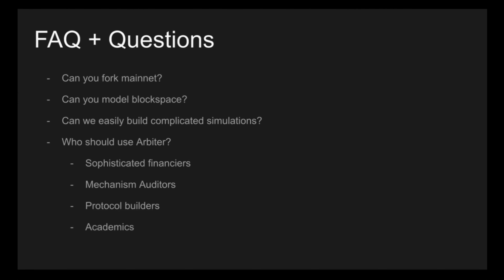The last question we get is, who are the primary users of Arbiter? I think of four types of people. I think of sophisticated financial actors for on-chain activity. So this is stuff like searchers. This is stuff like different funds. People doing real statistical arbitrage, where you need to train your models on a large quantity of really high quality data. Another user that I see a lot is mechanism auditors.